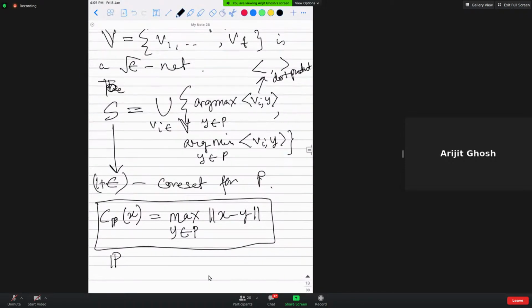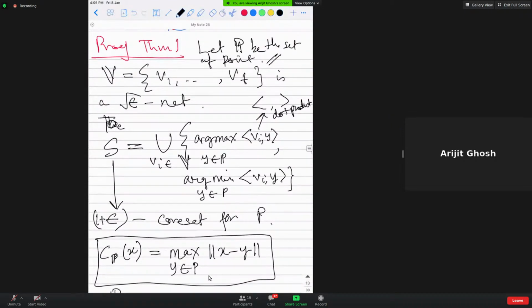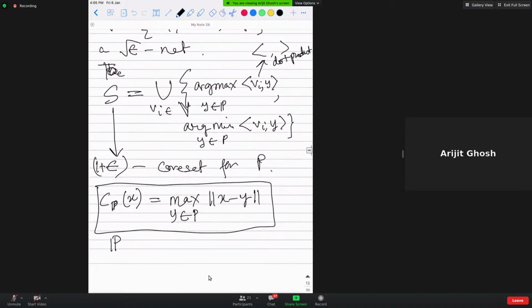And what we did was we first calculated a square root epsilon net of vectors v1 to vt. For each vector vi, we find the point y in P that has the maximum dot product with vi, and another point that has the minimum dot product with vi. We do it for each vi, so we get 2 points from P. Taking the union of all of these points, we get the set S, and we want to show that set S will be our core set.